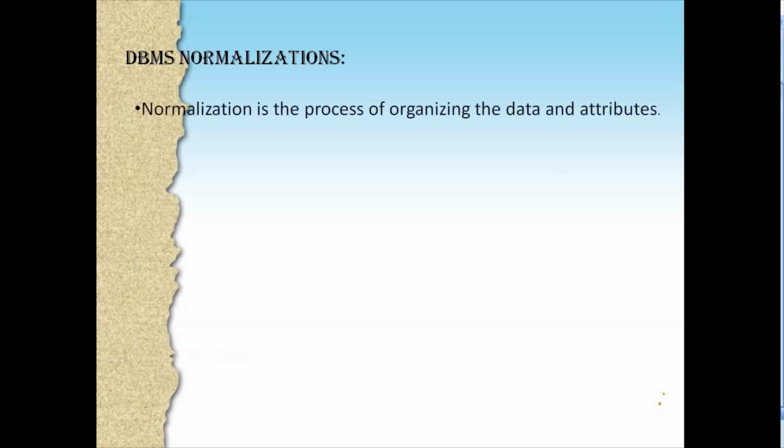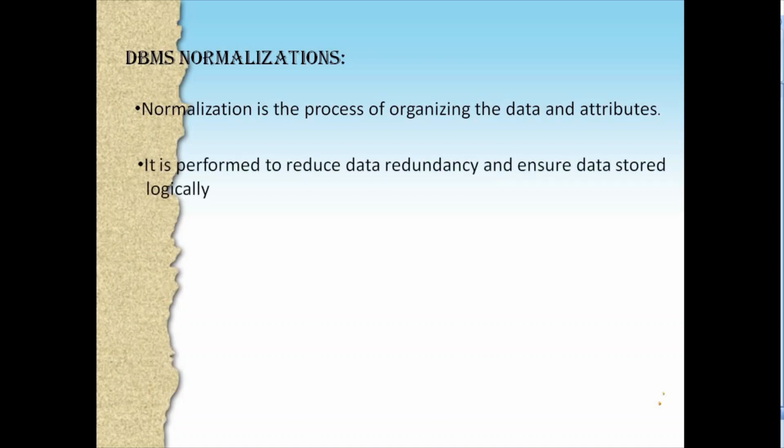Normalization is the process of organizing the data and attributes. It is performed to reduce data redundancy and ensure data is stored logically. Data redundancy means having the same data at multiple places.